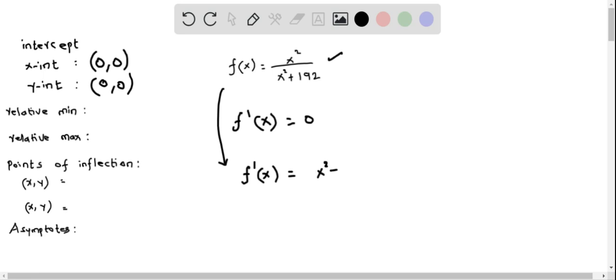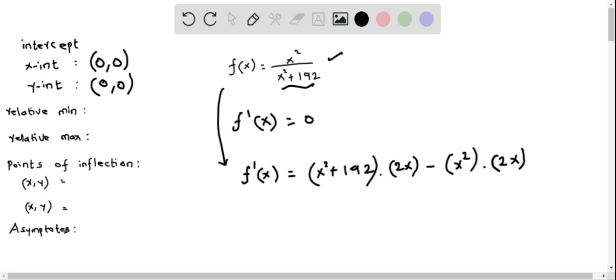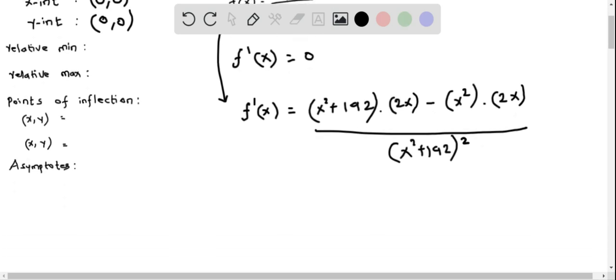So I write the denominator expression, which is x squared plus 192, multiplied with the derivative of x squared, which is 2x, minus, now I write the numerator polynomial x squared, then multiply with the derivative of x squared plus 192, which is 2x, and this has to be divided by x squared plus 192, the square of the denominator polynomial. Now let's simplify this and set this equal to 0 and then solve for x.